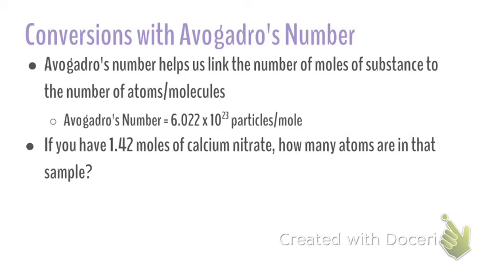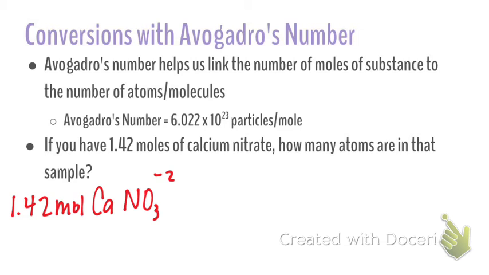Yeah, first you have to build the compound. So calcium nitrate should be Ca, NO3 minus 2. Yeah, NO3. Just like that? No, minus.